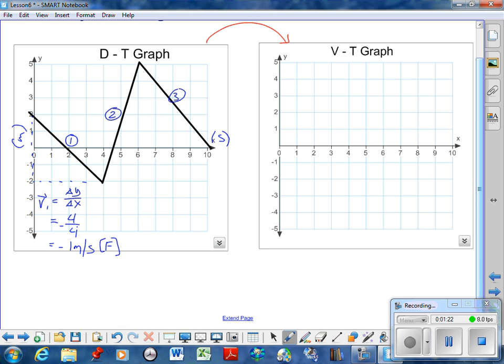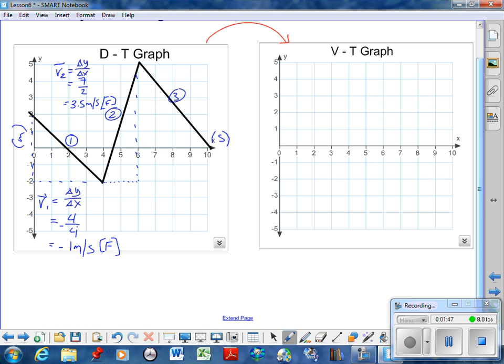Next, in stage 2, I'll do it up here. So V2, delta y over delta x. So creating a new right angle triangle, we now have 2 to 5, so it would be 7, and the time frame I did that was 2, so that's 3.5 meters per second forward.